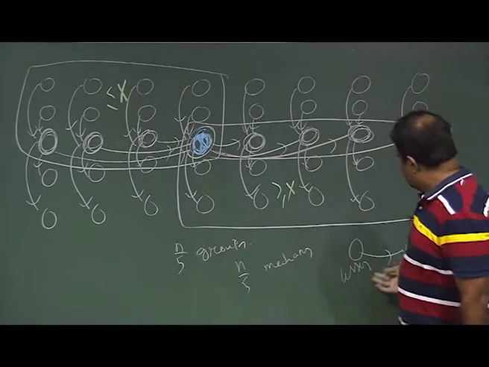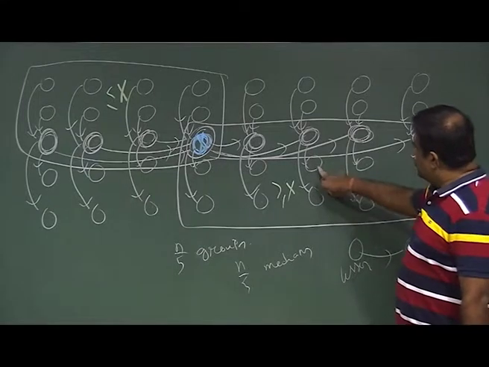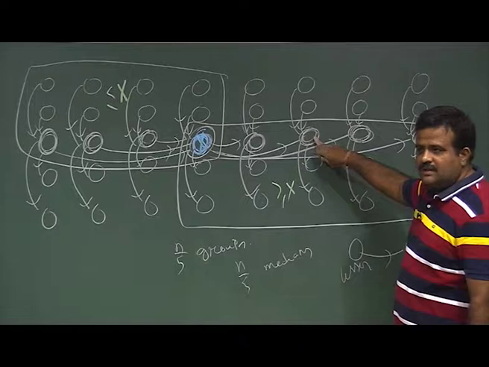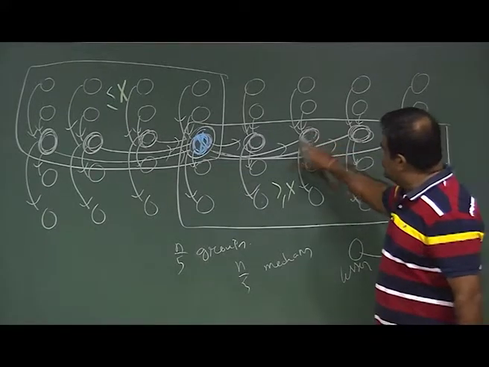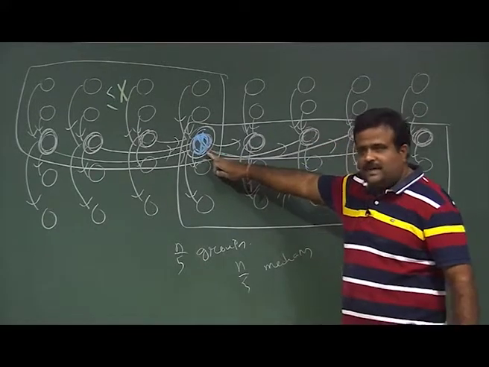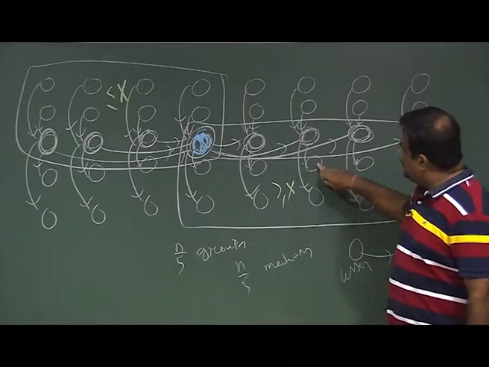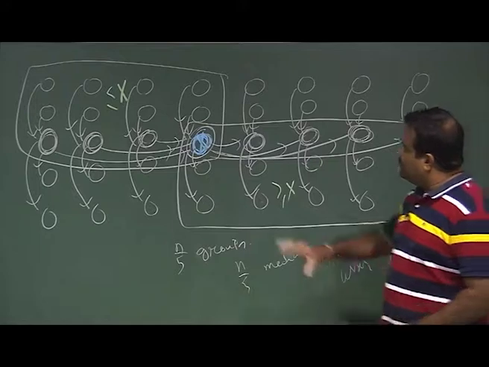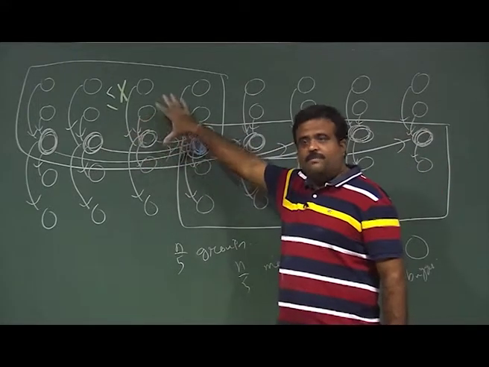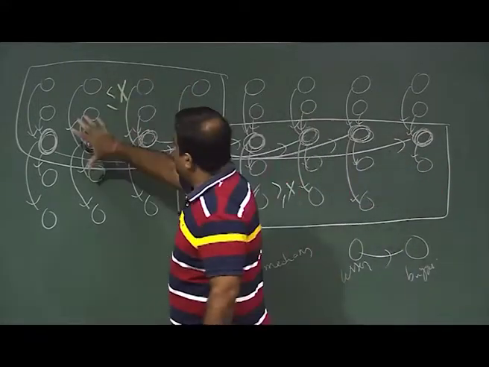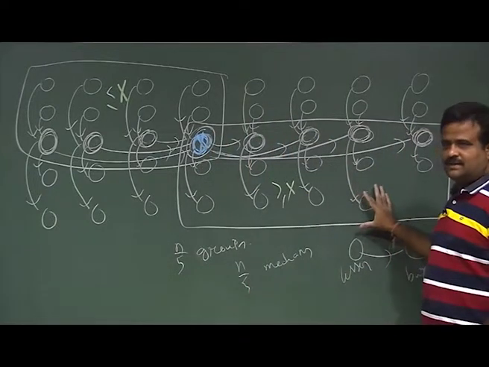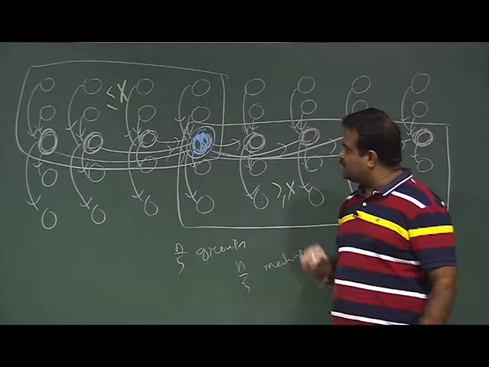Because by this relation, if you take this element, it is less than this group's median, and this median is less than the median of the medians. So, this element is less than this. So, we have a portion guaranteed which is less than x, and we have a portion which is greater than x. Now, what is the size of this portion?